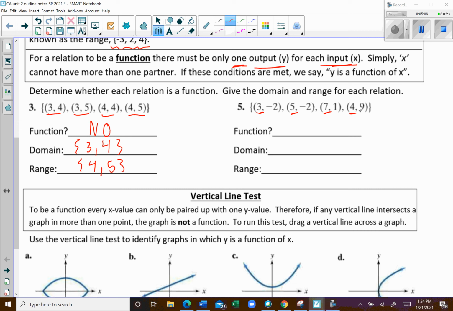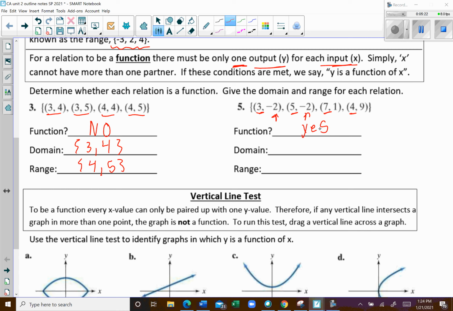And so I don't have a repeat. Now you might be like, well, wait a second, -2 shows up twice for the y value. That's okay. That's not a problem. It's just that x can't show up twice. So this one is a function, so yes.